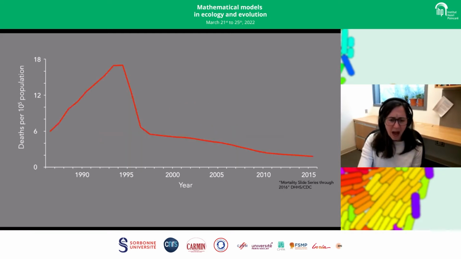So I wanted to start by just giving you a sense of what is going on with the HIV epidemic. This is the number of deaths per 100,000 individuals in the United States, measured between the years of 1987 and 2016. What we can see is that there's a rise in the death rate up until about 1995, and then there's a turnaround, and then we see this leveling off and a slow decrease of deaths related to HIV over this time period.